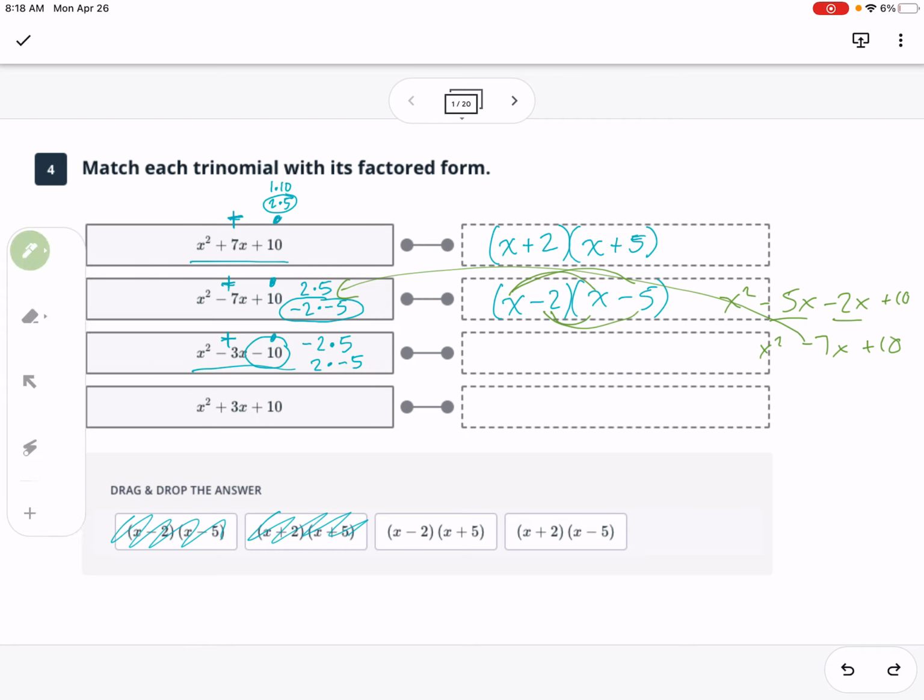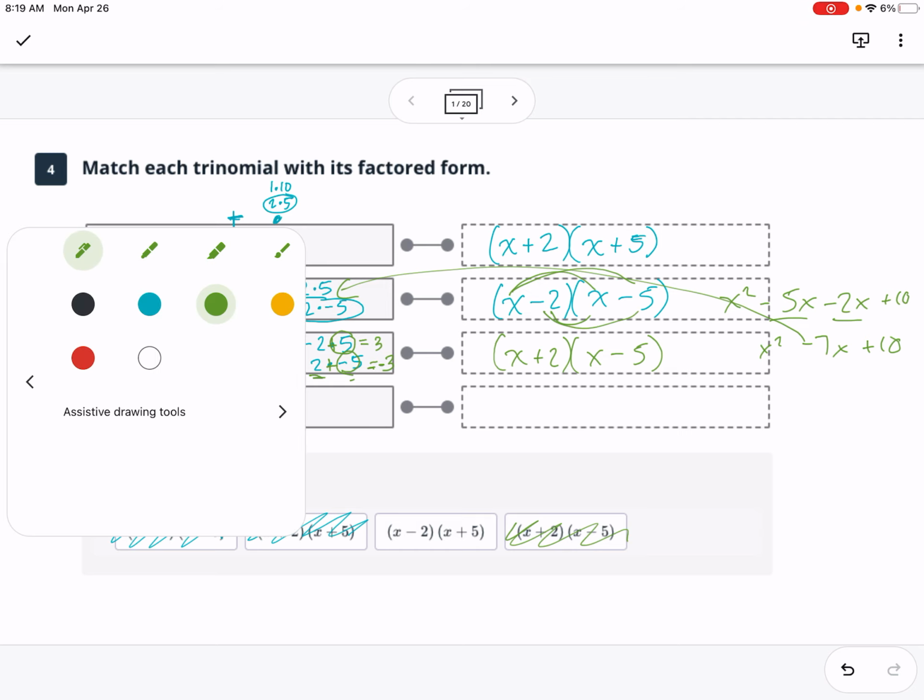Well, let's see. If I add negative 2 plus 5, that equals positive 3. And if I add 2 plus negative 5, that equals negative 3, right? Because here the negative number is larger, and here the positive number is larger. So if I want them to add to negative 3, it's got to be positive 2 and negative 5. X plus 2 and x minus 5, okay, which is this one.